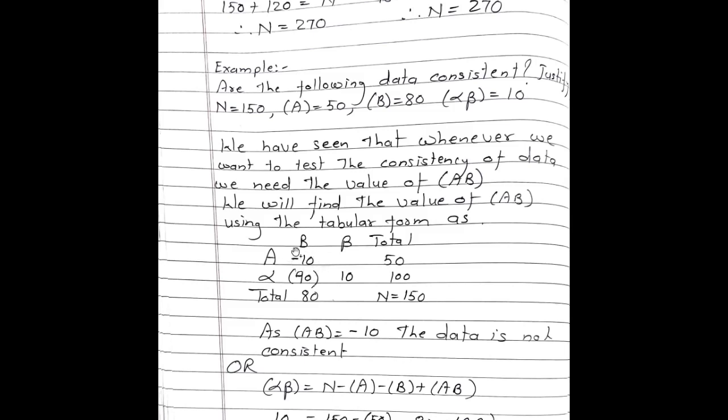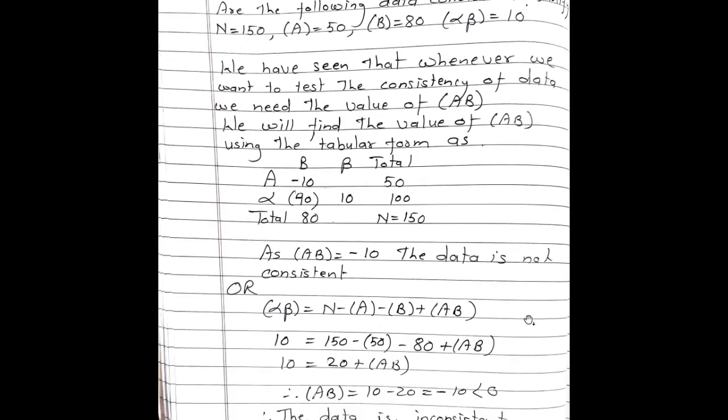But if you calculate AB, it is nothing but B minus alpha B. So 80 minus 90. So AB is coming as minus 10. So as AB is equal to minus 10, the data is not consistent.